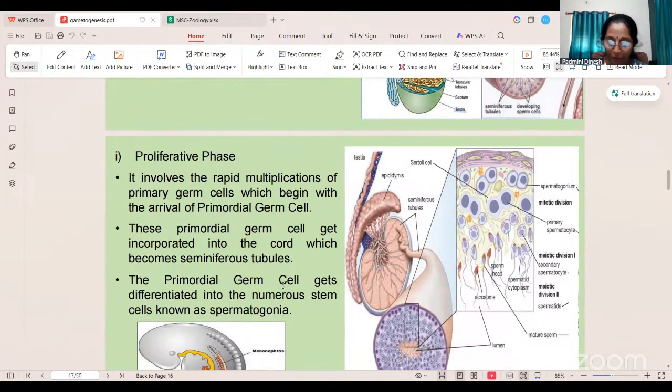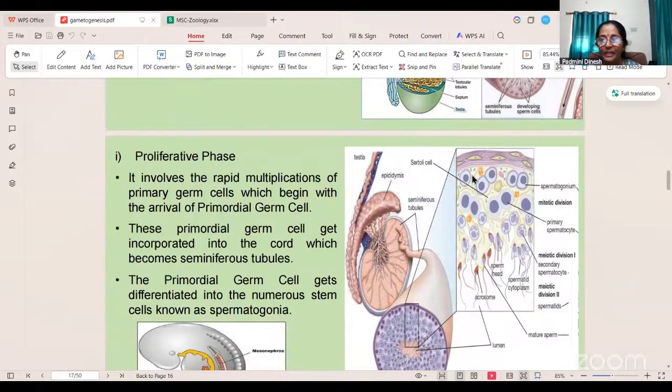Now, what is the proliferative phase? The proliferative phase is where they have to increase the number, and that is called proliferative. So you have one mother cell, the germ cell. This mother cell has to keep producing sperms, but it has to undergo multiplication. Why? Because you have only a small number of them. Now this has to undergo mitosis to increase in number. Some are kept as memory cells, some undergo the divisions of meiosis. So the proliferative phase involves the rapid multiplication of primary germ cells.